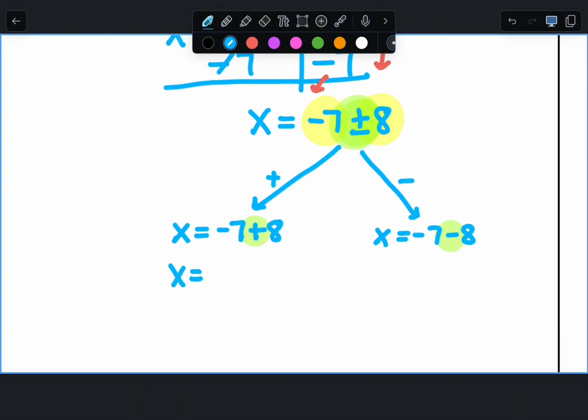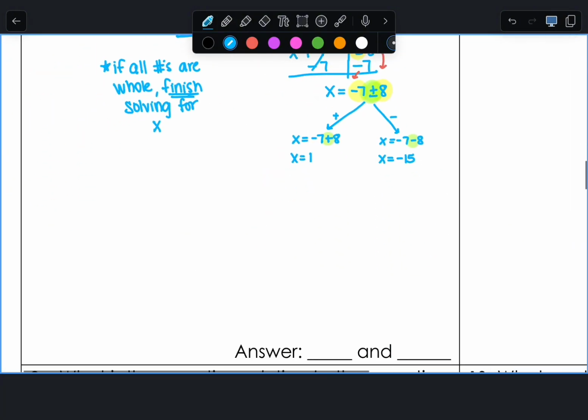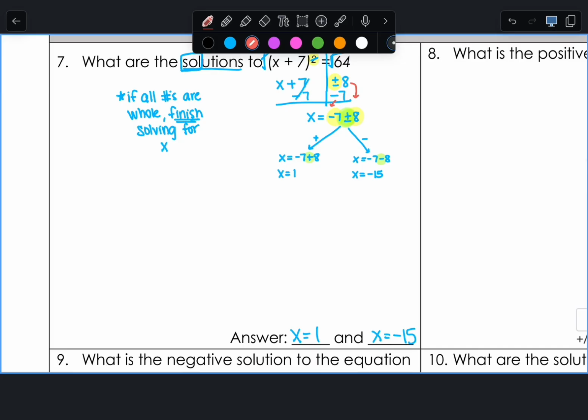Now we can finish simplifying. Negative 7 plus 8 is what? 1. Negative 7 minus 8 is? Negative 15. So we get x equals 1, x equals negative 15. Questions? No, nobody cares.